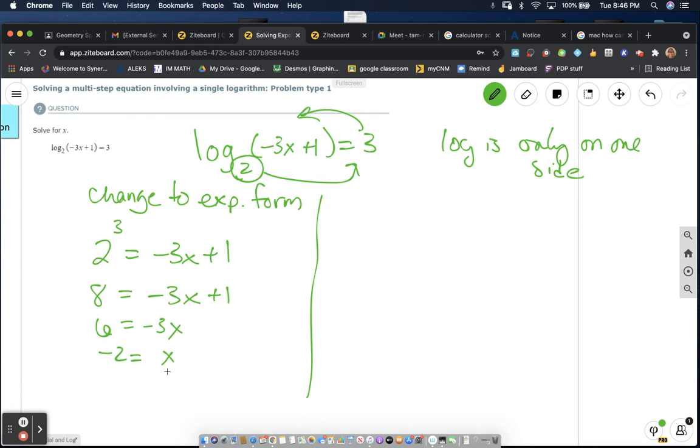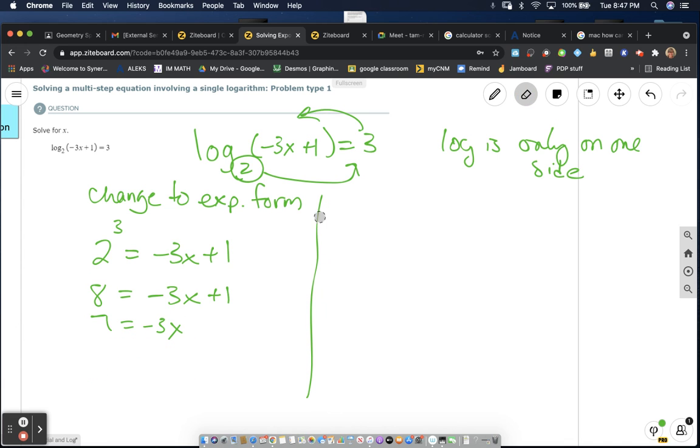So we found x, and you could plug it in. Negative 3 times negative 2 is positive 6. 6 plus 1 is 7. That's not right. 2 to the third is 8. 2 to the third equals negative 3x plus 1. Oh, wait, I subtracted 1 and I got 7. 8 minus 1 is not 6. My bad, you guys. 8 minus 1 is 7. But that's why you check it.